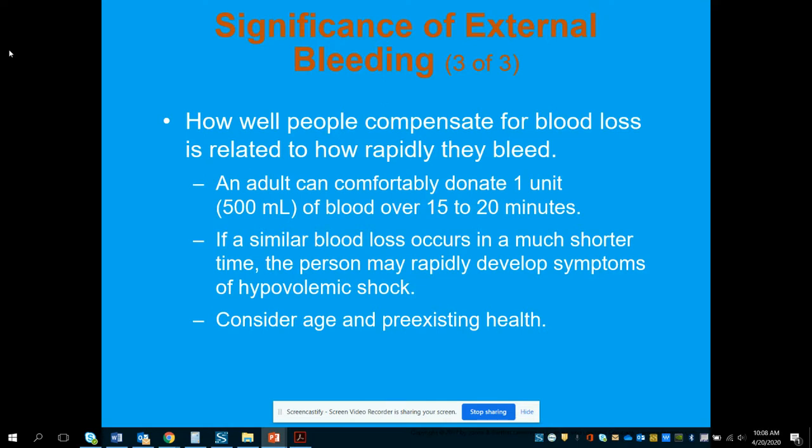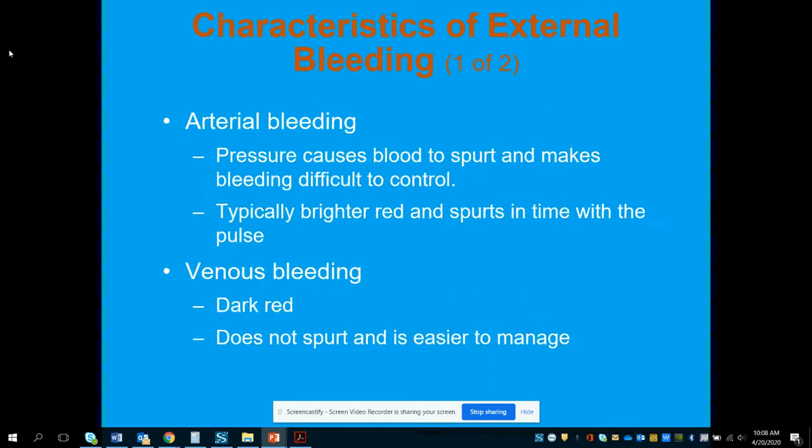So again, one example here, a patient could donate 1 unit or 500 mLs of blood over 15 to 20 minutes and be okay. But if that similar blood loss occurred because of a traumatic injury, then the patient would likely develop signs of hypovolemic shock. So you also have to consider their age, their pre-existing health conditions, other injuries, things like that, when you're estimating how well they are compensating.